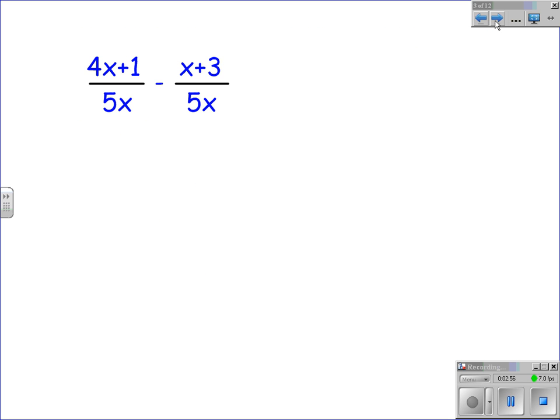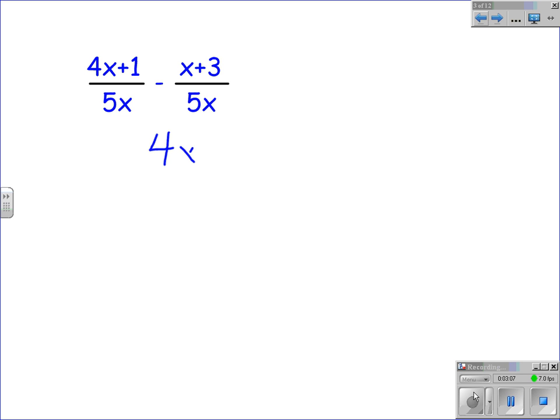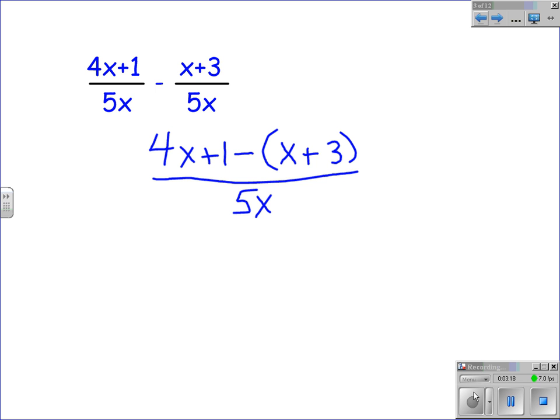It's a subtraction problem. Why don't you take a look at putting this one together? Go ahead and talk to your partner if you want to, and we'll see what we come up with. We have our 4x plus 1 minus. I want to caution you when you're writing this, this is minus the entire x plus 3 that follows it. It does not get put in the denominator. It's only in the numerator. Do you remember to put down that negative? And then that gets distributed to everything inside there.